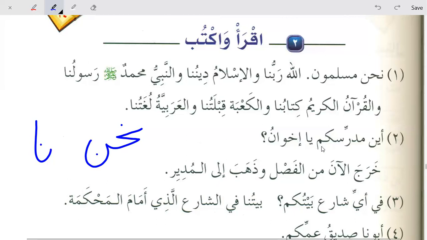Then Satya, the word kum, is it marfu, mansub or majroor? Majroor. Okay, majroor. Why? Because it is muzaf ilayhi. Muzaf ilayhi is always majroor. What are its mansub and marfu forms?